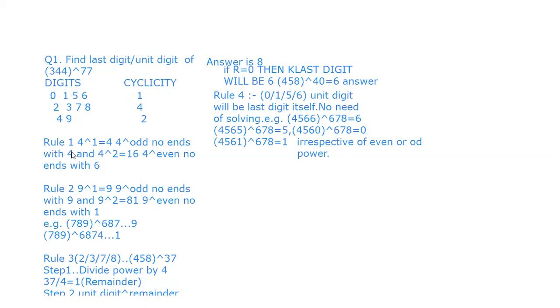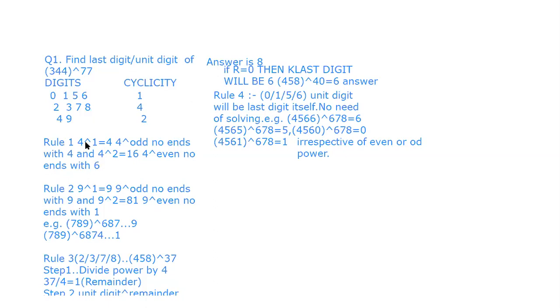First of all, we are discussing the digits which are ending at 4. See, about 4, 4 raised to power 1 is 4. So it means 4 raised to an odd power ends with 4. And 4 raised to power 2 is 16. So I can say 4 raised to an even power ends with 6.